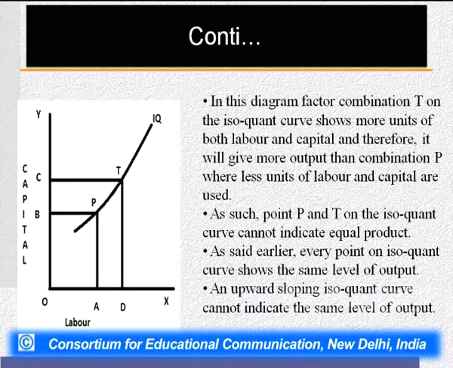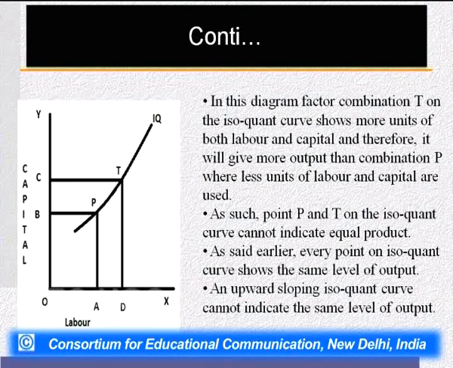So if you want combination T to give the same level of output as you achieved at P, then you have to decrease one factor of production. If you increase capital from B to C, then you have to decrease labor from A to D to maintain the same level of output. What I want to convey is that the isoquant curve is always convex. It cannot slope upward. If you made it possible, you would find different levels of output on the same curve, which is not justifiable.